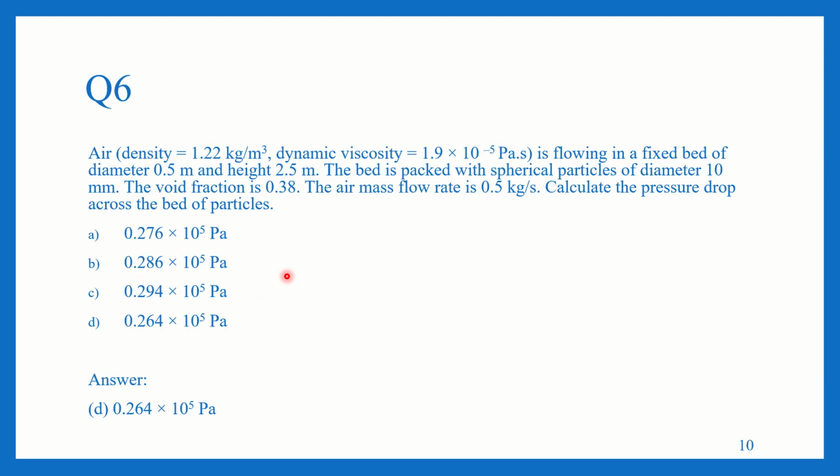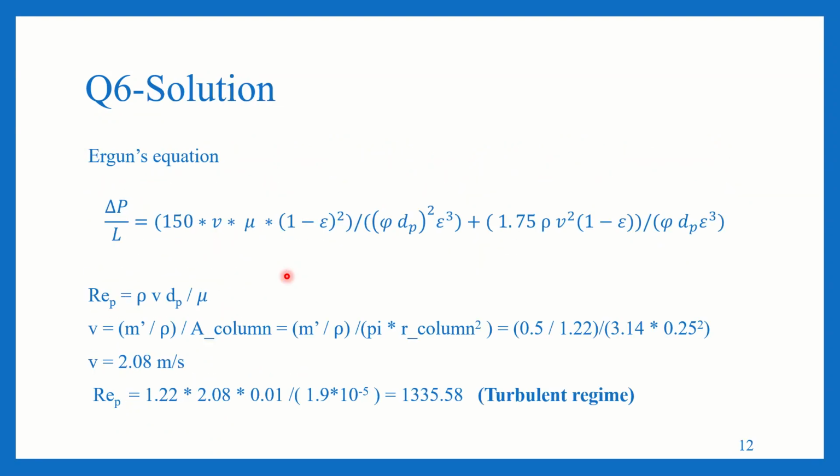So we saw a problem on how to calculate the pressure drop using Ergun's equation. In this we found this is Ergun's equation, this is the Kozeny-Carman equation, and this is the Burke-Plummer equation. Together, when put inside, it is known as Ergun's equation. This part is for the laminar regime, and this is for the turbulent regime.